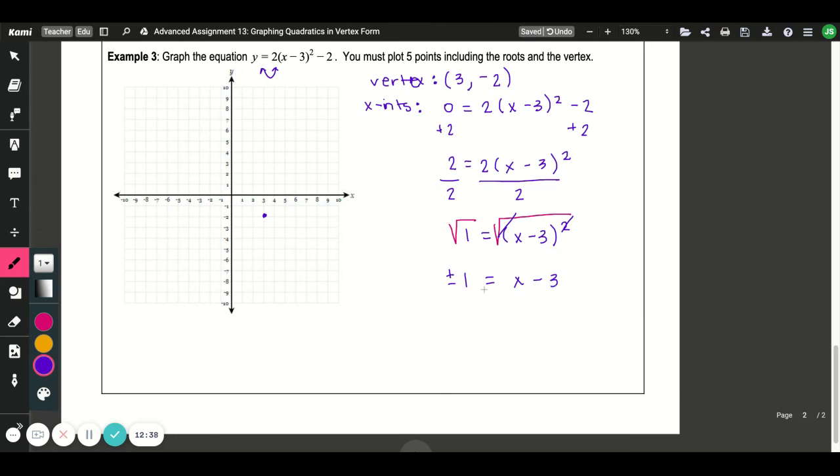So here is our point where we separate them into 2 separate equations. I get positive 1 equals x minus 3, and then negative 1 equals x minus 3. And I solve each of these. So x is 4 is one solution, and x is 2 for the other solution. Since these are x-intercepts, that means that my graph is going to cross the x-axis at 4. So I'll put a point there. And at 2. So I'll put a point there.